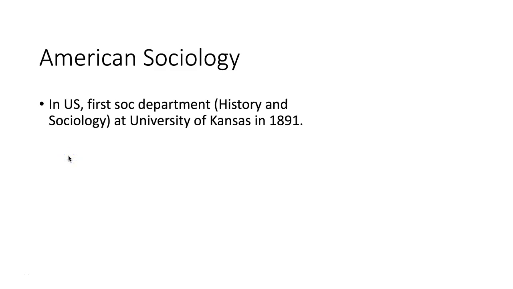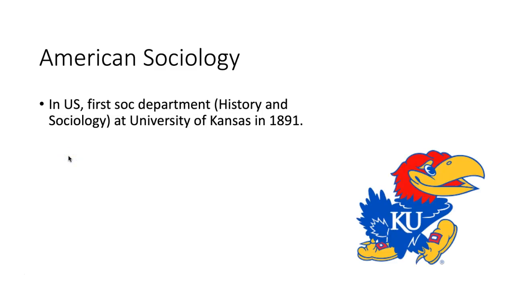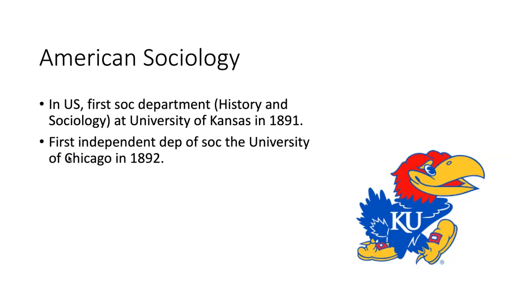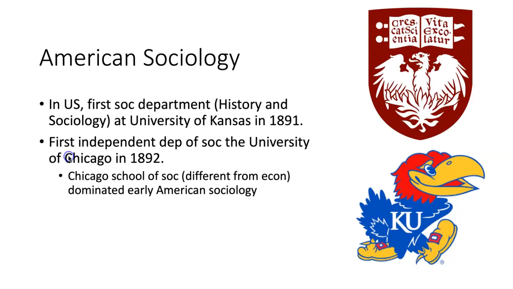All right, so if we transition over to America, we see that the first Department of Sociology in the U.S., which was combined with history also, was the University of Kansas in 1891. So there's KU. The first independent, standalone Department of Sociology was founded a year later in 1892 at the University of Chicago. And there's their logo there.